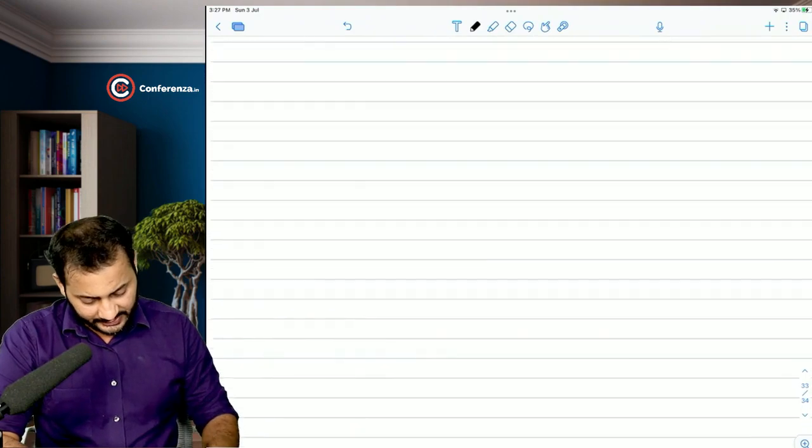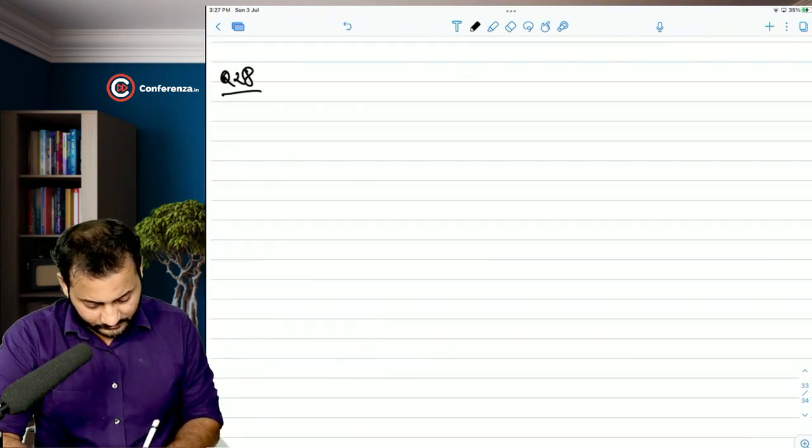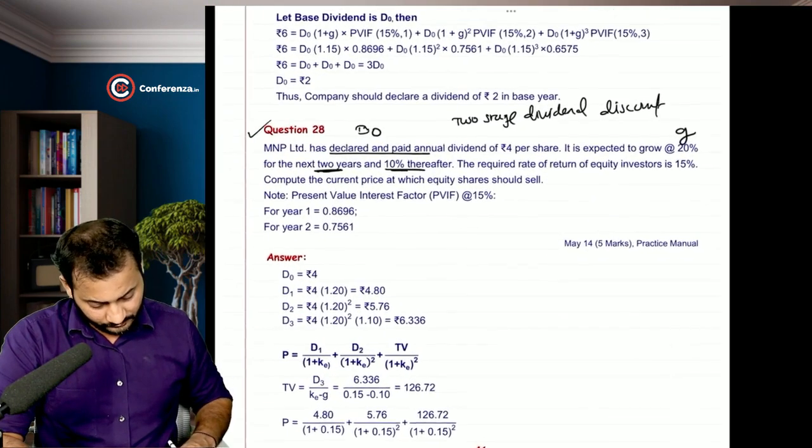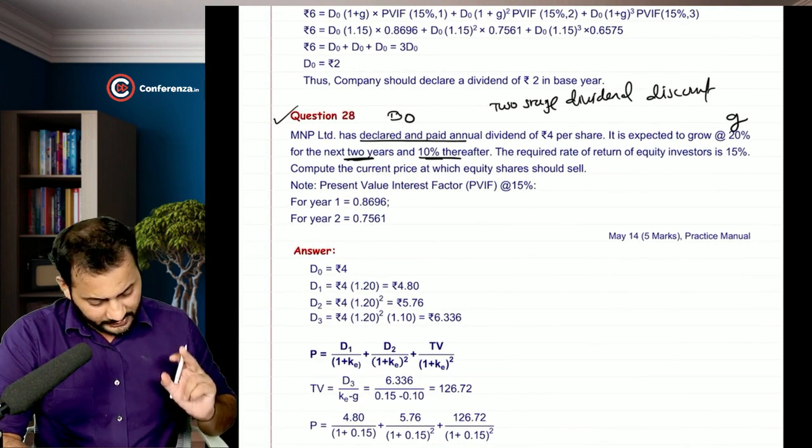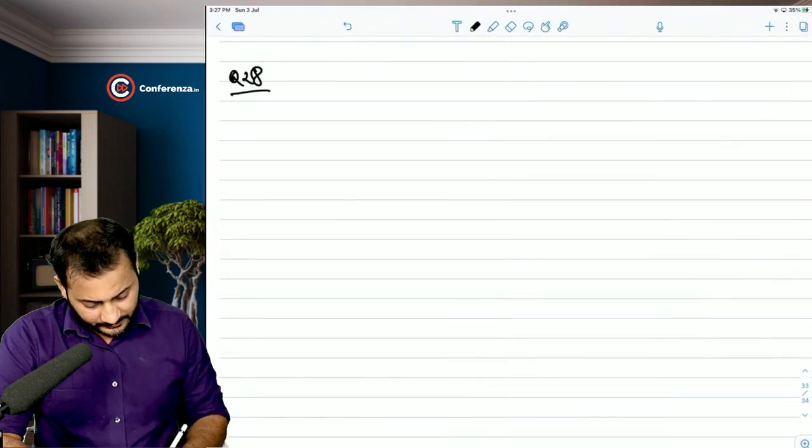What the question is saying is that the dividend is 4 rupees, 20% growth for the next 2 years and 10% thereafter. First year, second year.